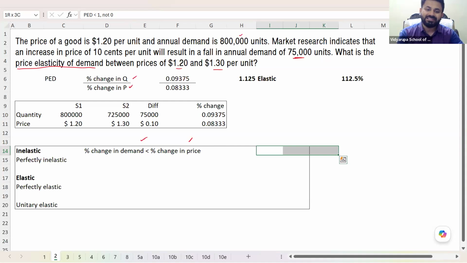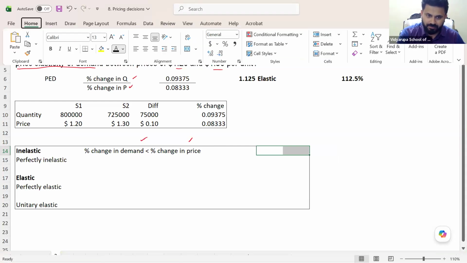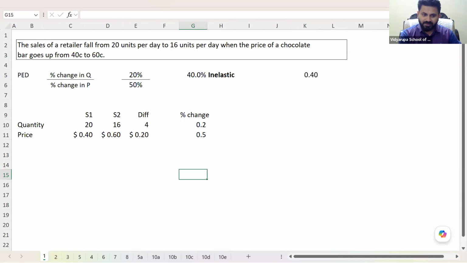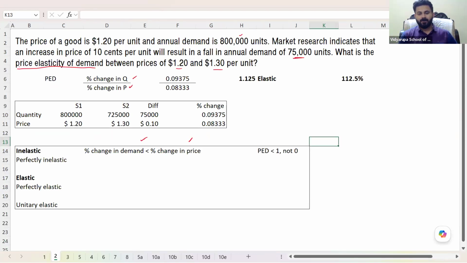Here, the PED value will be less than 1 but more than 0. It won't be 0, because there is change. When the value is like this, like I discussed, inelastic doesn't mean that demand will not change at all. Demand is changing. Here, 40%. So inelastic doesn't mean the demand will remain constant. It will change, but at a lesser percentage, that's all.